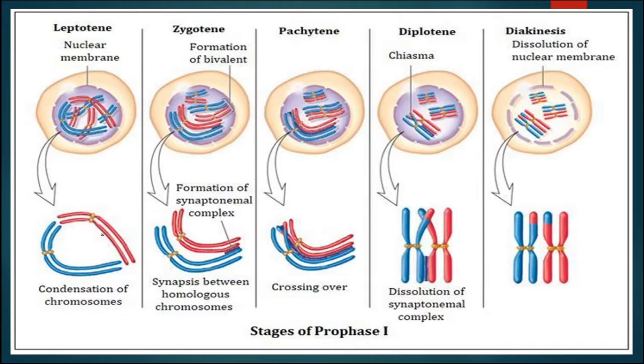Before that, condensation of the chromosome will take place. That means the chromatin material will attain the shape of the chromosome, becoming shortened in length as well. In this way the chromosomes will show their 2 arms, known as bivalent, and these 2 homologous chromosomes will undergo pairing, and this phenomenon is known as synapsis.